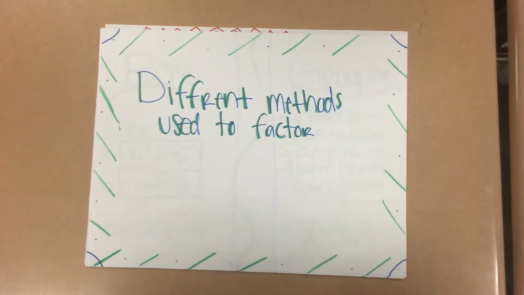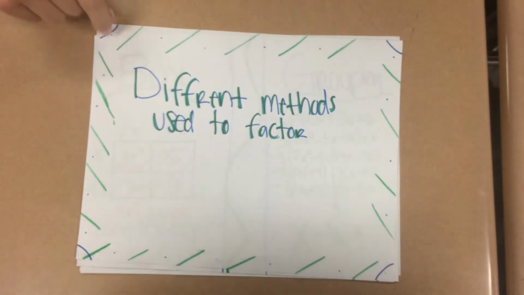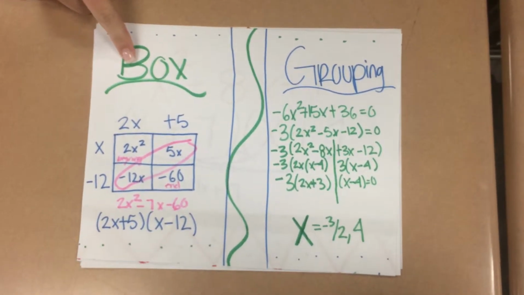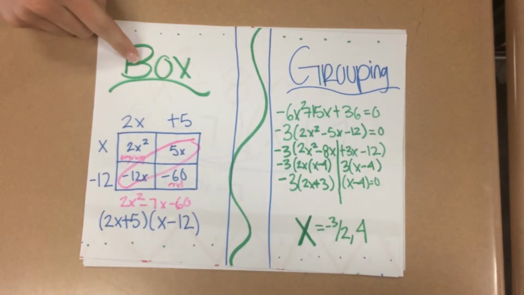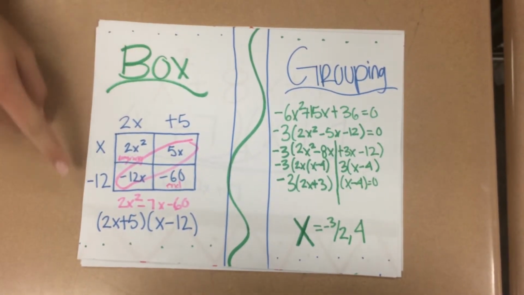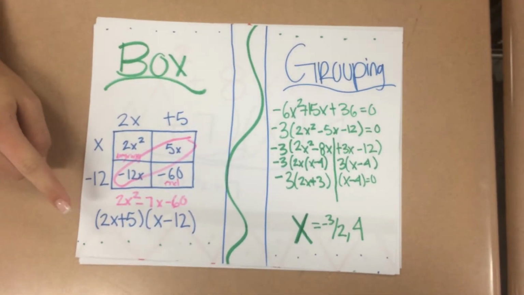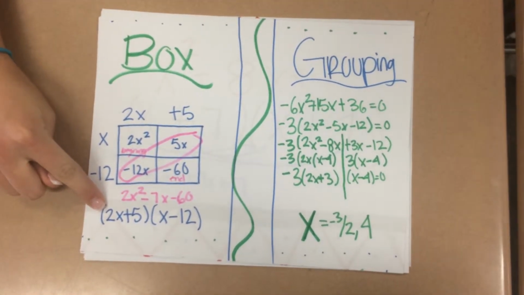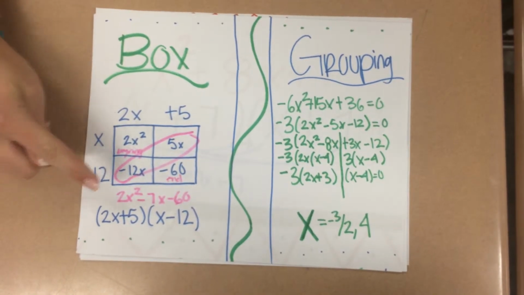Different methods used to factor. The box, grouping, and foiling are 3 different methods used for factoring. In the box method, your equation is 2x plus 5 and x minus 12.